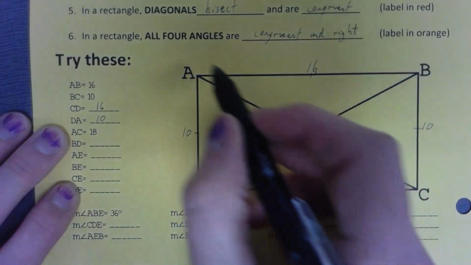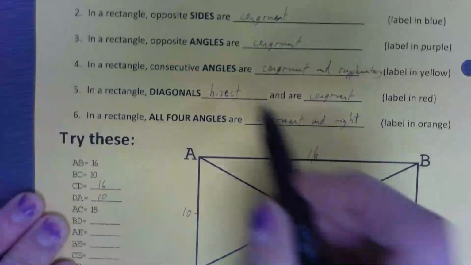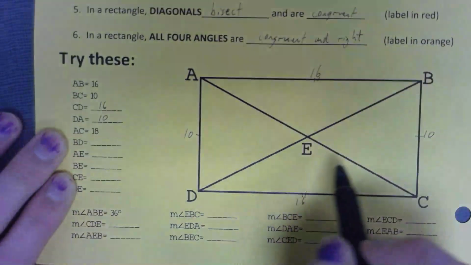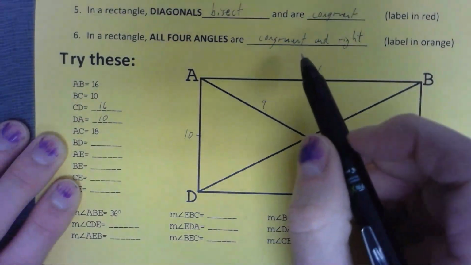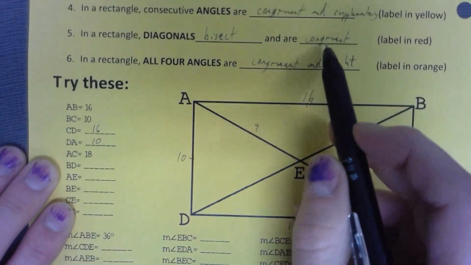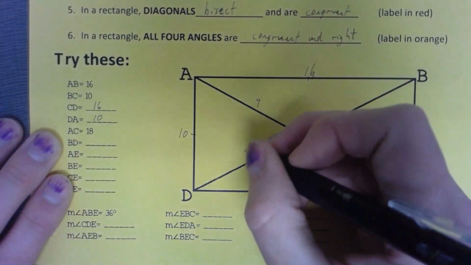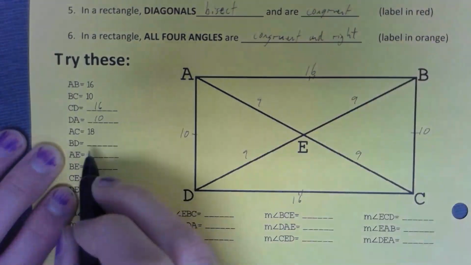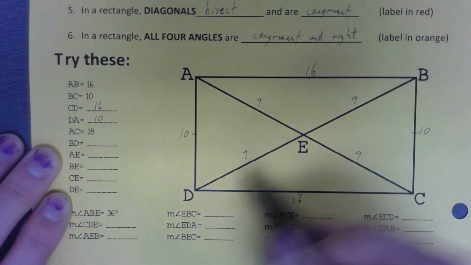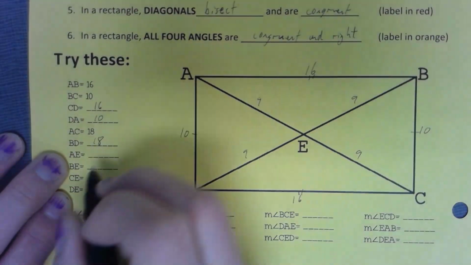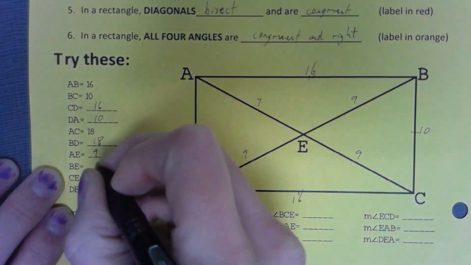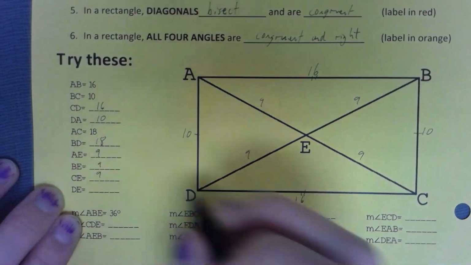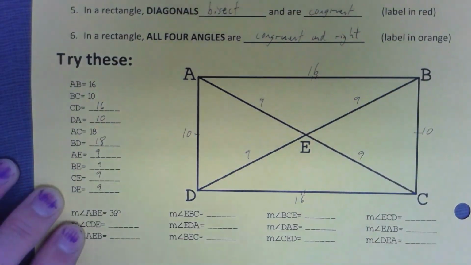AC is 18. AC, that diagonal, is 18, and the diagonals bisect each other. So if this is 18, then each of those halves are 9. And since the diagonals are congruent as well, then these ones are also going to be 9. So BD, the other diagonal, also 18. AE, 9. BE, also 9. CE, also 9. And DE, also 9.